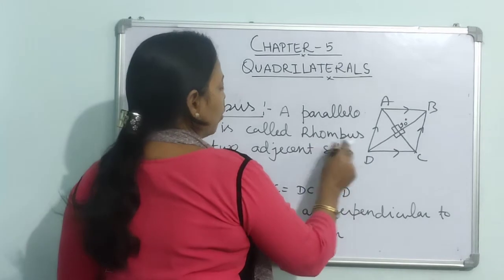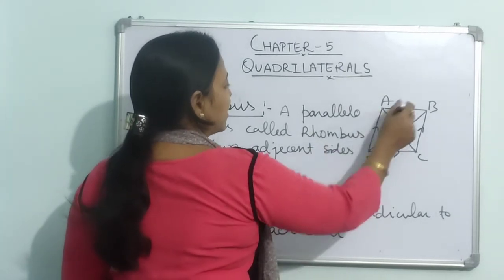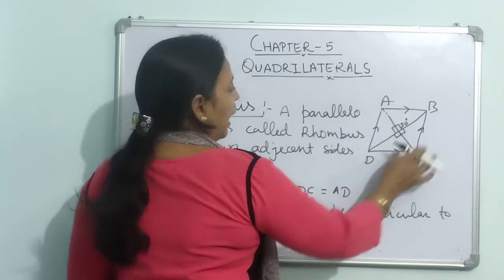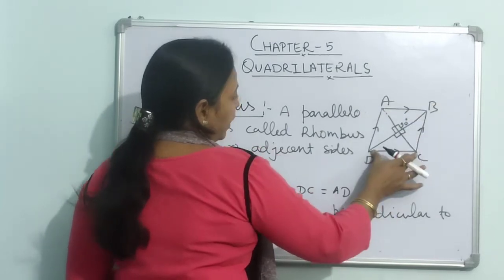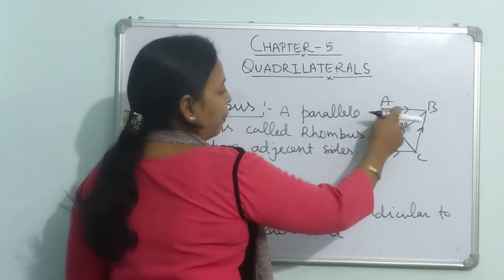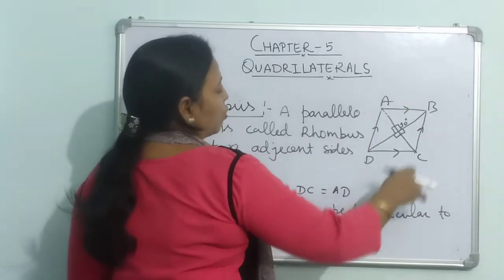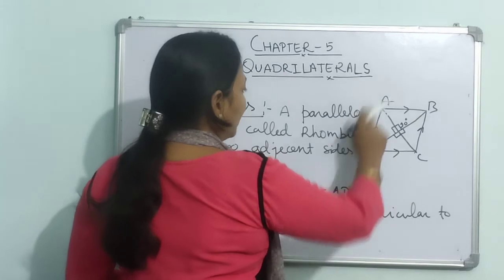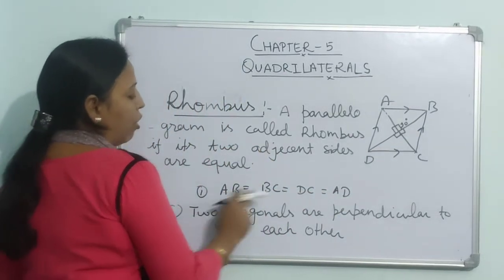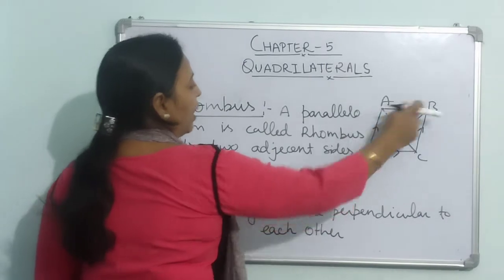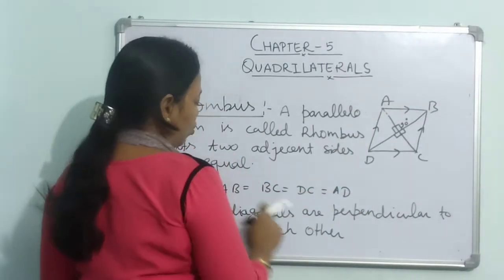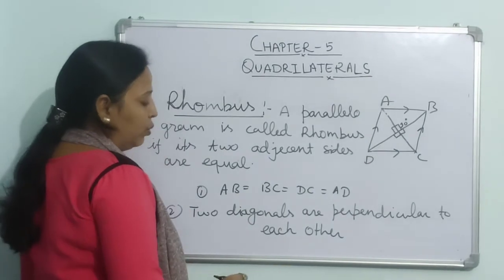According to the definition of the rhombus, its adjacent sides are equal, which means AB and DC will be equal and BC and DC will be equal. And according to the definition of a parallelogram, AB and CD are also equal. So in short, all the sides of the rhombus will be equal. The property of a rhombus is that all its sides will be equal: AB, BC, CD and AD. All four sides of a rhombus will be equal to each other.